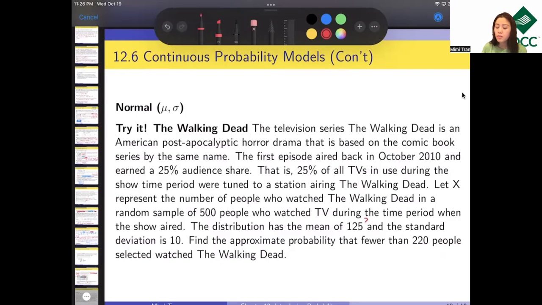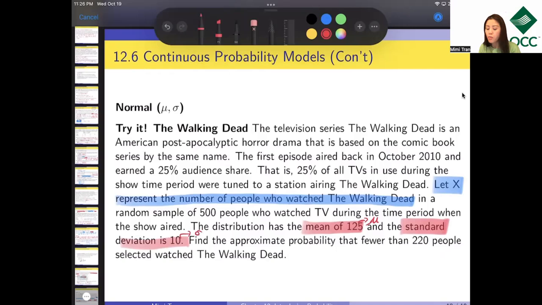Let's represent the number of people who watched The Walking Dead in a random sample of 500 people who watched TV during the period when the shows aired. So let me highlight something. I'm going to highlight my random variable, which is X, representing the number of people who watched The Walking Dead in a random sample of 500. The distribution has the mean of 125. That is your mu. And the standard deviation of 10. That is your sigma.